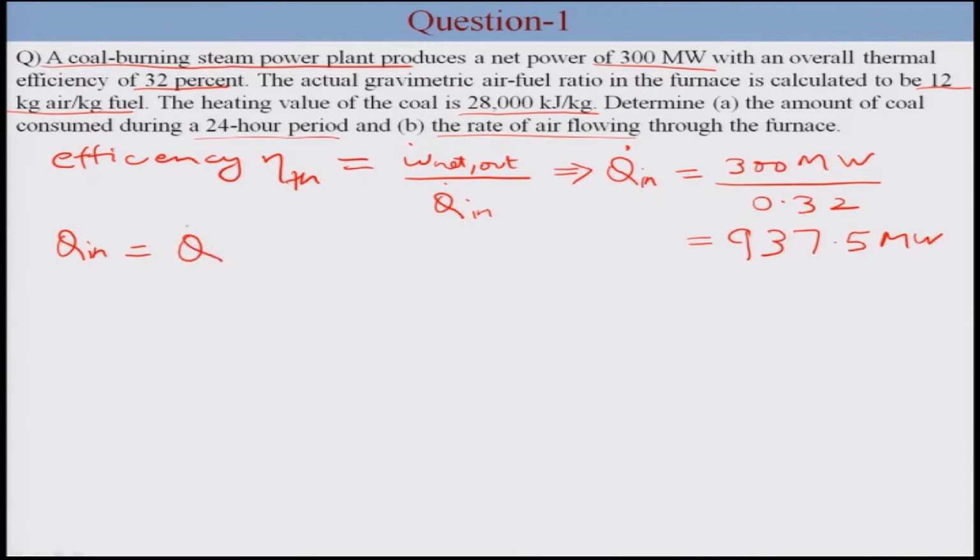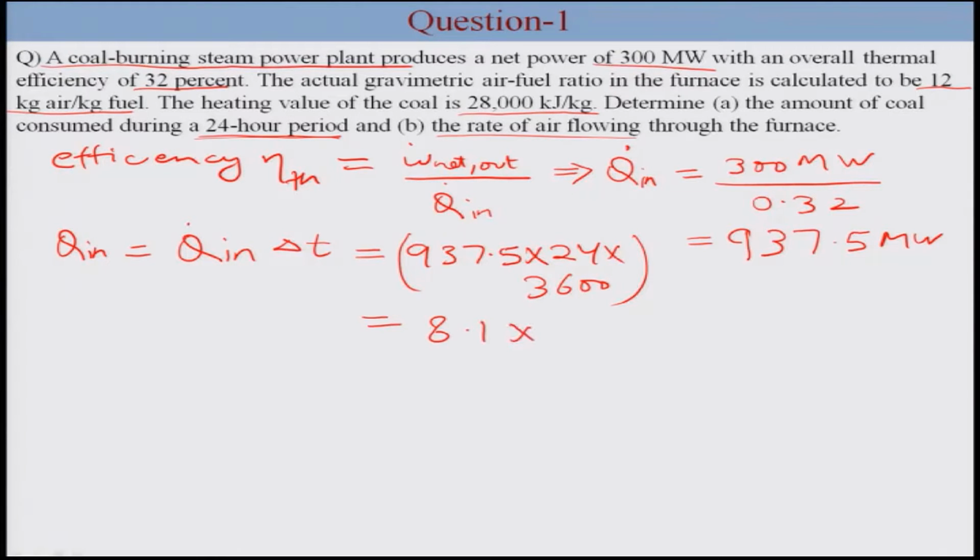From this rate we can calculate the amount of heat input given to the power plant. So this is equal to Q in dot multiplied by time, that is delta T. So 937.5 multiplied by time, we have to calculate in a 24-hour period, so it is 24 into 3600. So this is equal to 8.1 into 10 to power 7 megajoules.